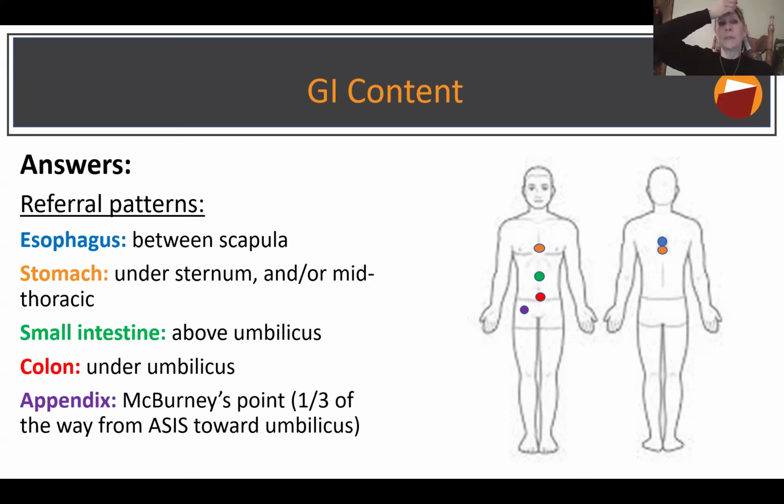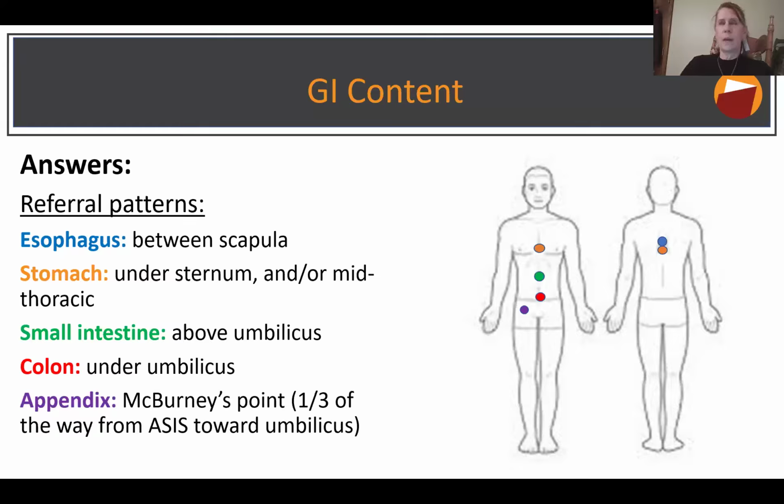It's kind of hard sometimes to distinguish that from the stomach, because the stomach can be right under the sternum or the mid-thoracic. So those are pretty close. I don't know if they'll make you distinguish that on the exam unless they give you some other clues. The small intestine, though, is going to be further down. That's above the umbilicus. And then the colon is usually under the umbilicus.